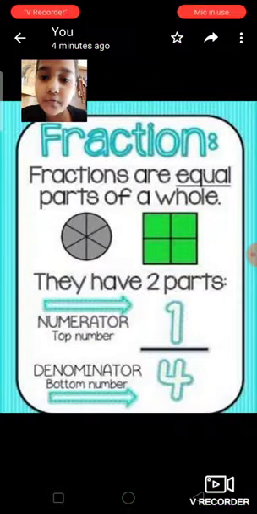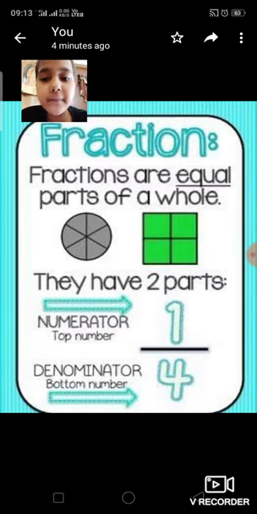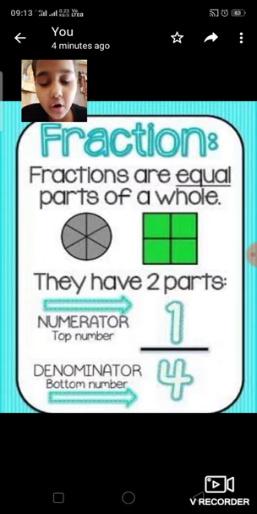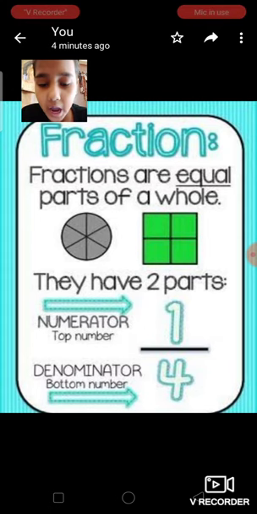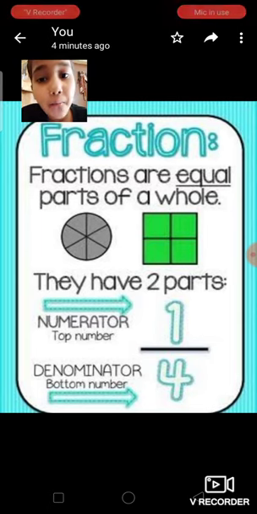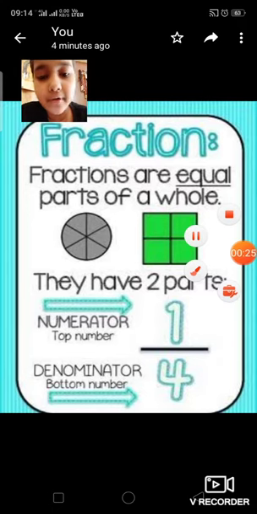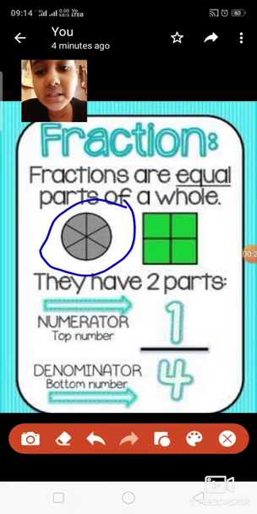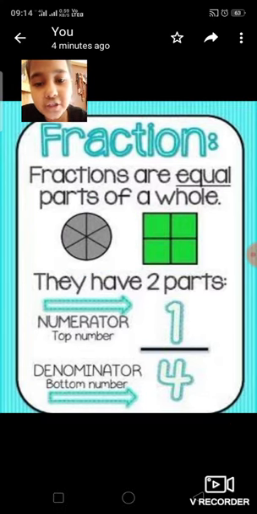Today we will do fractions. Now this is for beginners. Now let's see what fractions are. Fractions are equal parts of a whole. They have two parts: the numerator, the top number, and the denominator, the bottom number. Means fractions are equal parts of a whole. If equal parts are there, it will be known as a fraction.